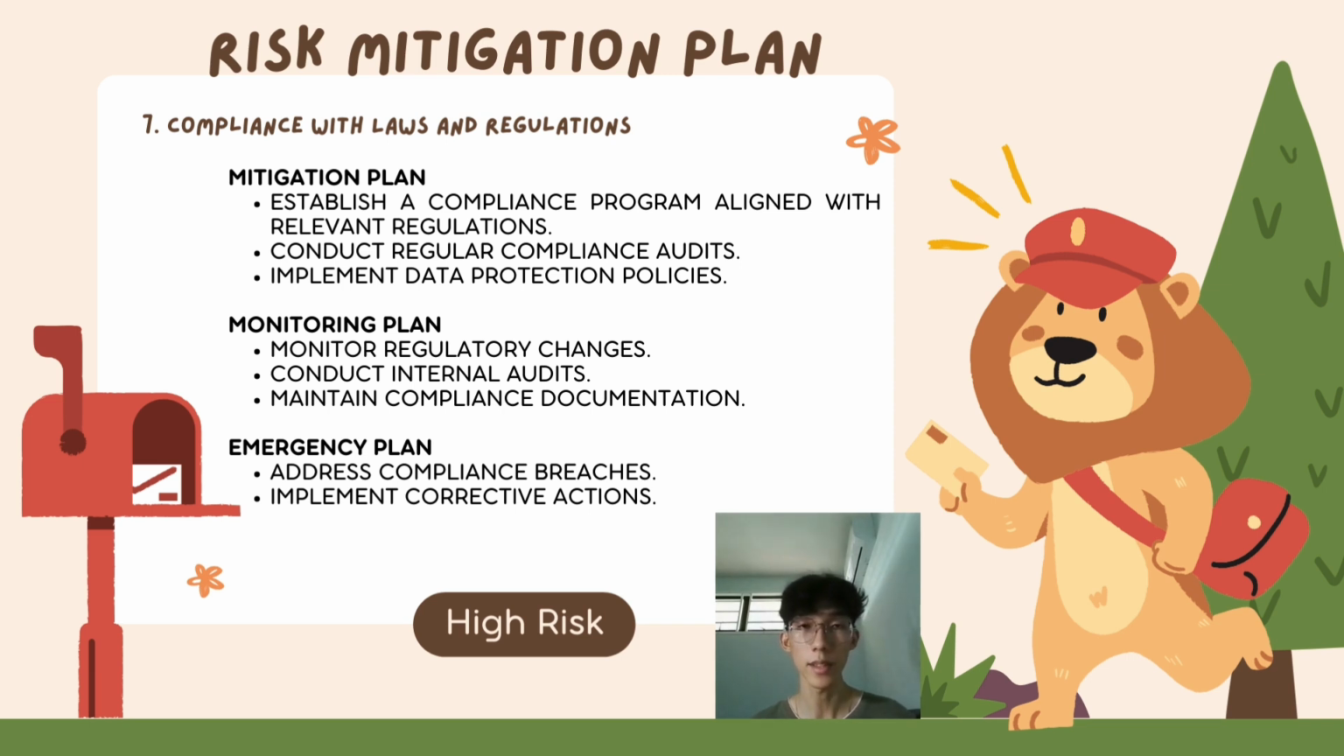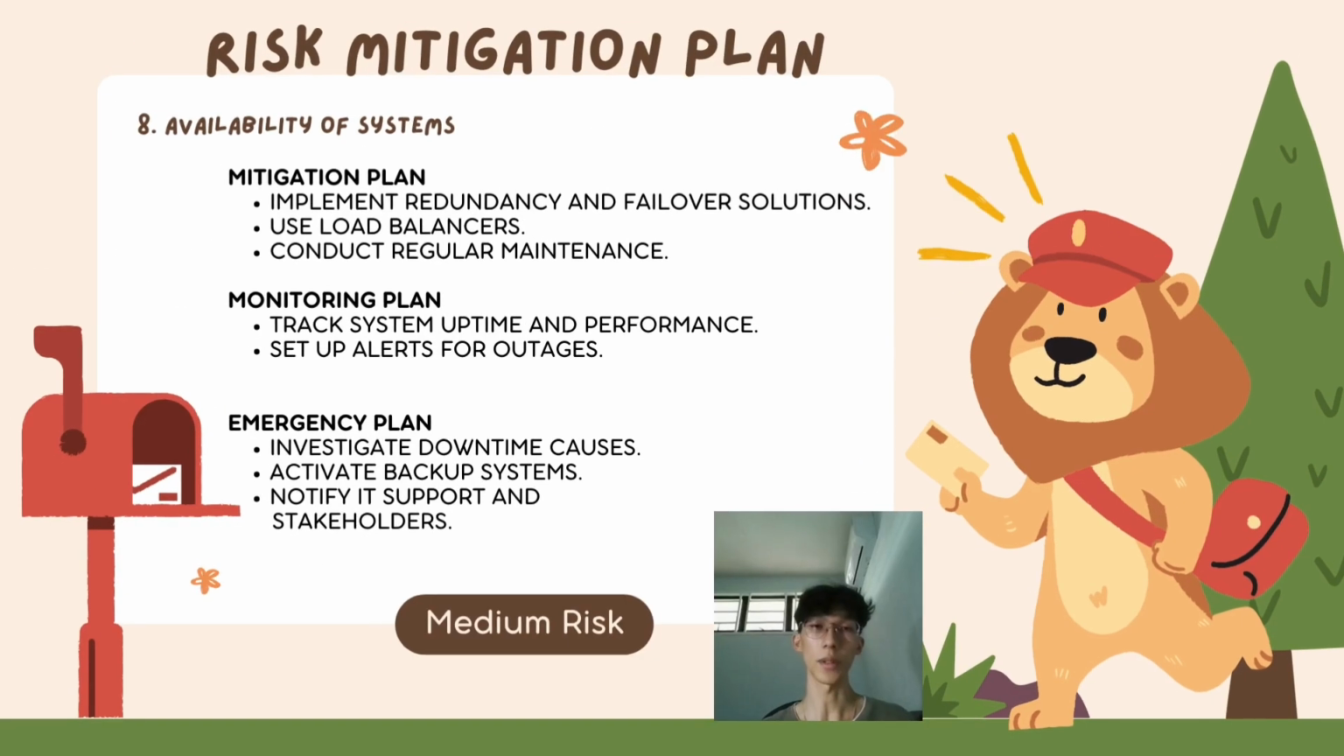And for the conclusion, prioritizing compliance with law and regulation is essential for organizations to uphold ethical standards, protect sensitive data, and maintain the trust of the stakeholders. And by implementing a proactive approach to compliance management and maintaining diligence through the monitoring and response plans, the company can mitigate the risk effectively and navigate the regulatory landscape with confidence.